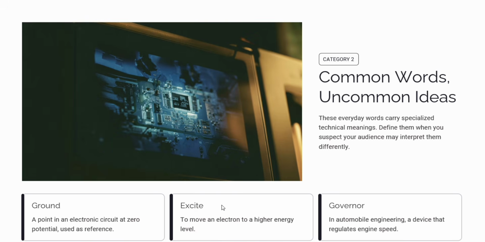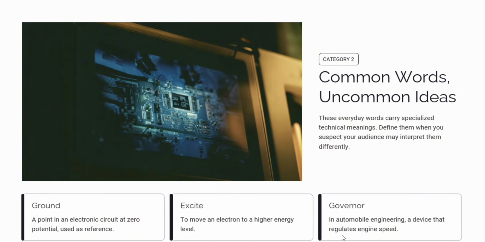So the word excite here talks about to move an electron to a higher energy level. You see what I'm talking about here now? The word excite in my technical report is to move an electron to a higher energy level. But an ordinary person may think the excite you are talking about here is the excitement, whereas it is not. So you should be able to define those common words that you are using for uncommon ideas.